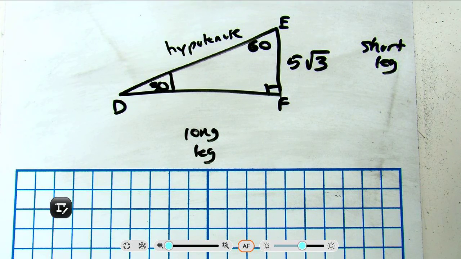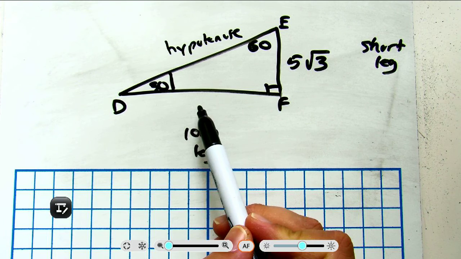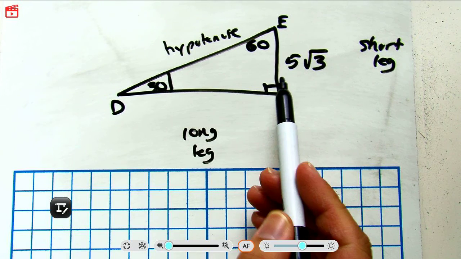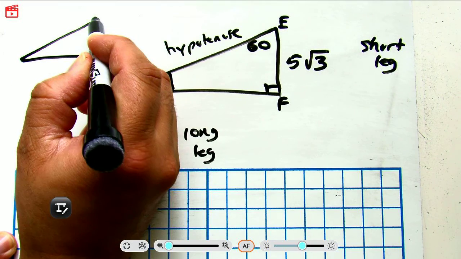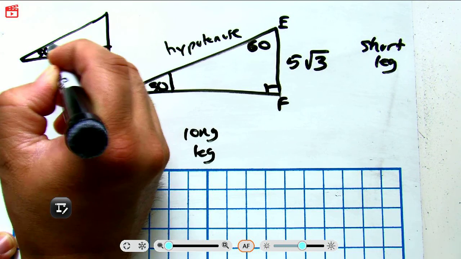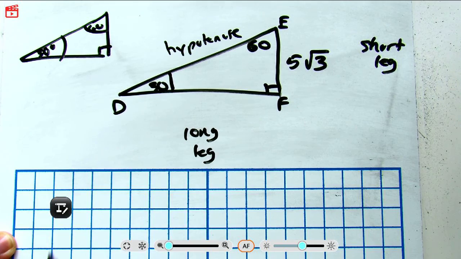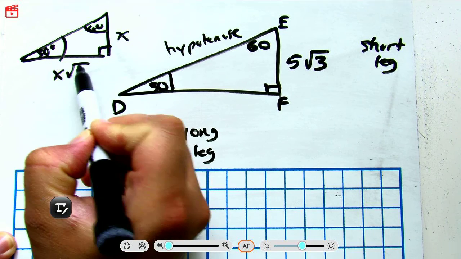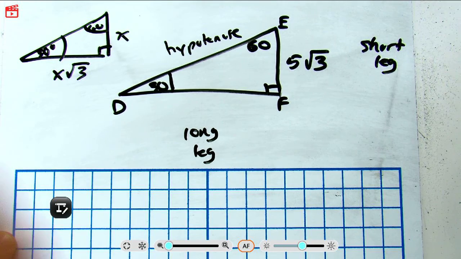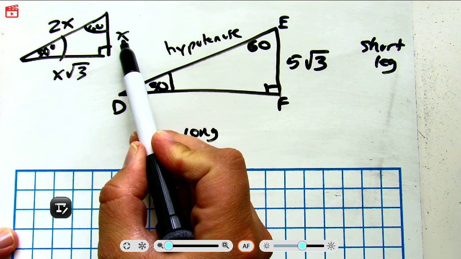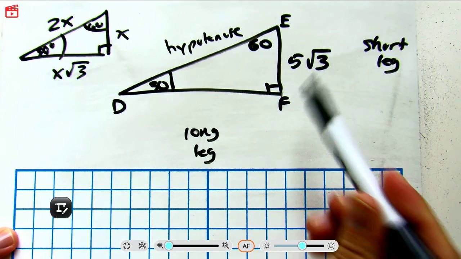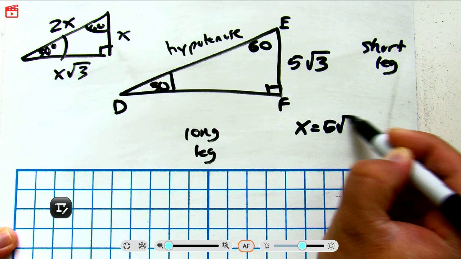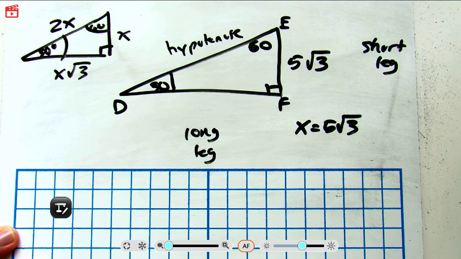If I was to write the formula where the triangle is rotated in this way, I'll do it right here. This is 30, this is 60. So the short leg is x, the long leg is x square root 3, and then the hypotenuse is 2x. So we know x is equal to 5 square root 3. So I could write that here: x equals 5 square root 3. Then I could find all the other sides.